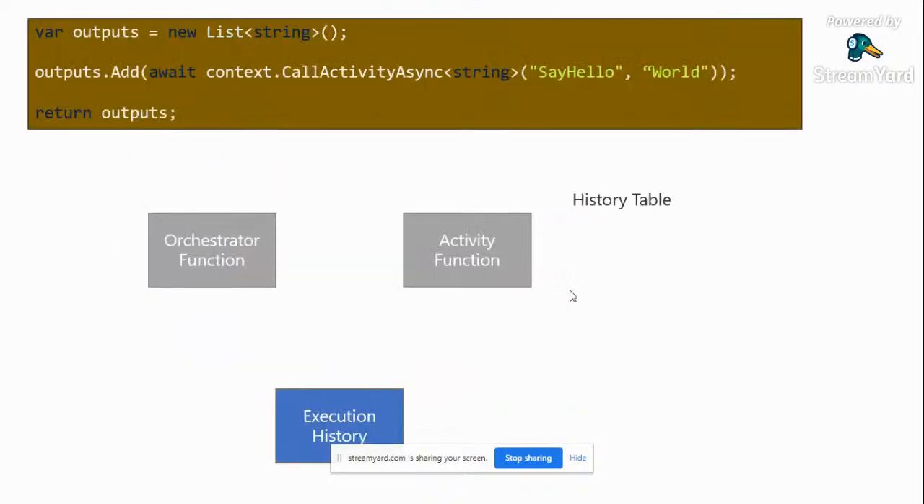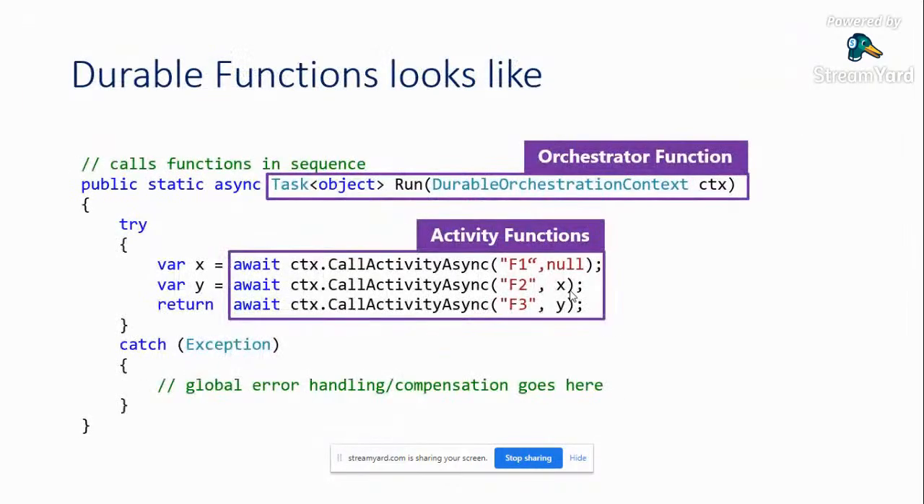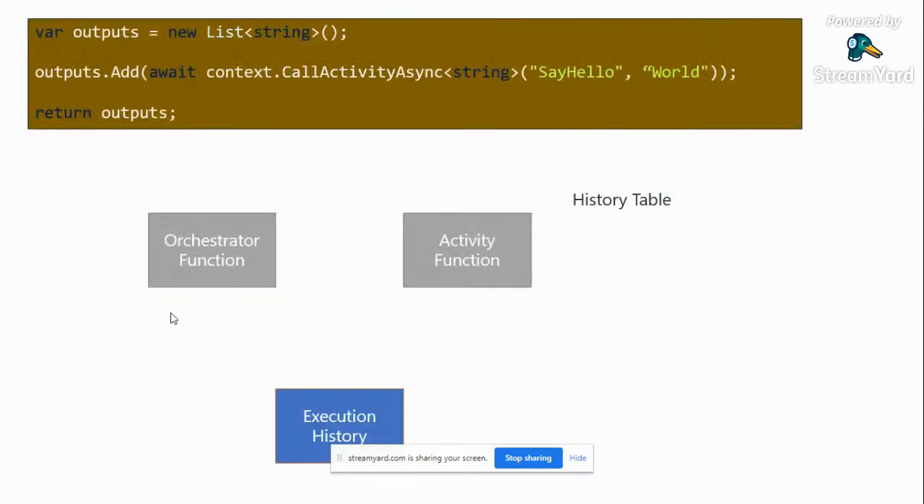So we have seen that this is the code structure. There will be a client function that will call this orchestrator function, and this orchestrator function will execute all the activity functions over here and give the result back. That's all. So this is how the code looks.